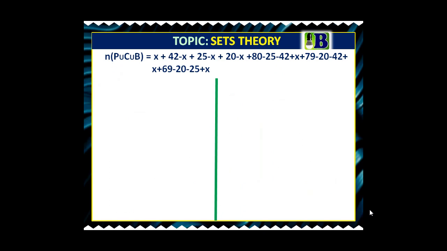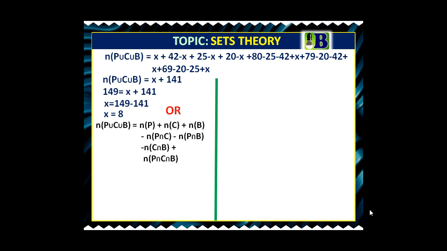So if we decided to collect like terms, that is by rearranging the equation, it's going to look like s plus 141. So if we make s the subject of the formula, it's going to look like this: 149 minus 141, which is equal to 8. If you want to use another approach in looking for s, this is how it's going to look like.